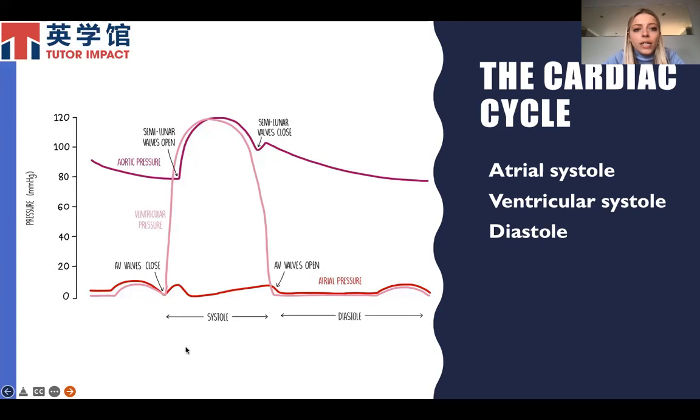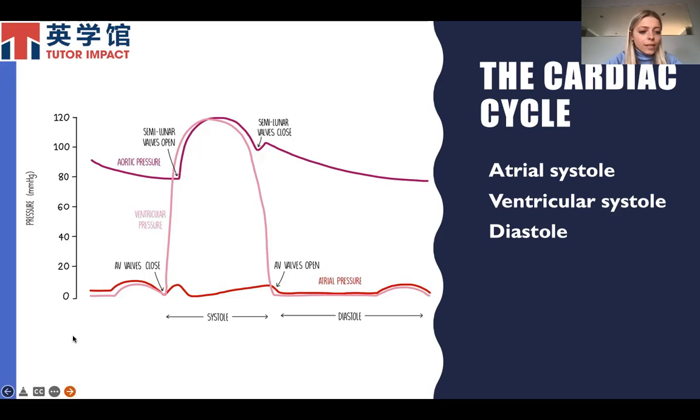So the cardiac cycle is made up of three key sections. We have atrial systole, which is the first stage. We then have ventricular systole, and finally we have diastole. So when you feel your heartbeat, this is basically what you are feeling, this process. And we're going to discuss each step now.